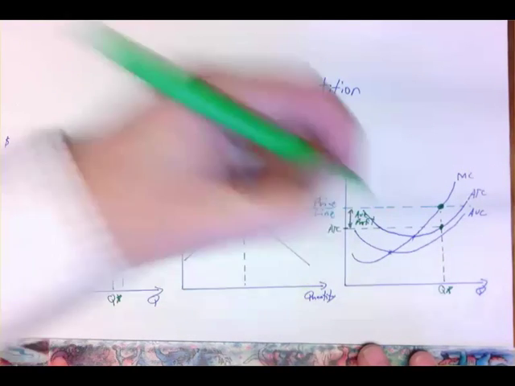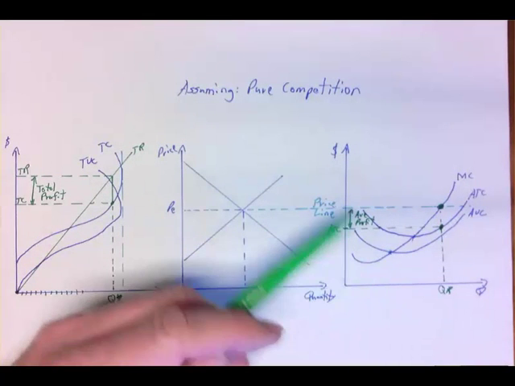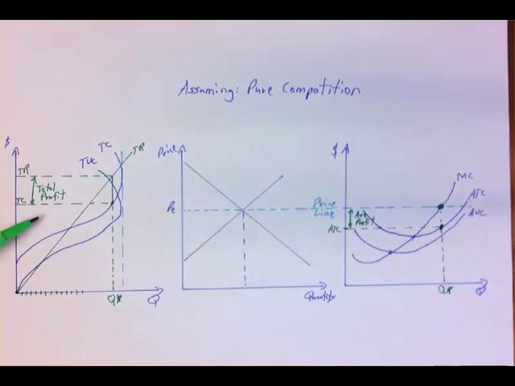It might sound a little confusing to you, but the easiest way to remember is everything in this picture is per unit. Price per unit, cost per unit. Everything over here is in totals. This is total revenue, total cost.